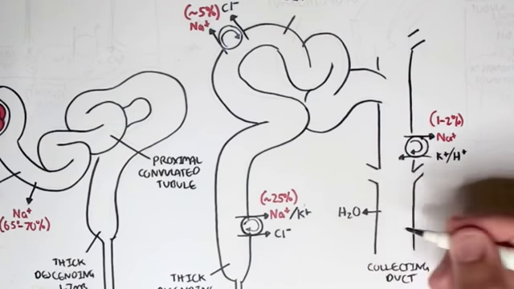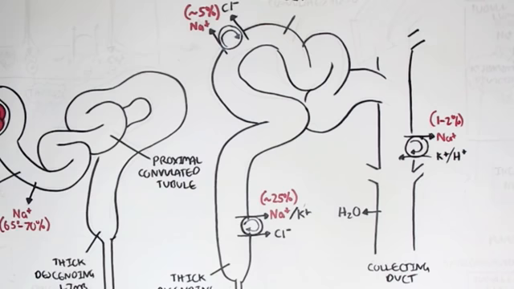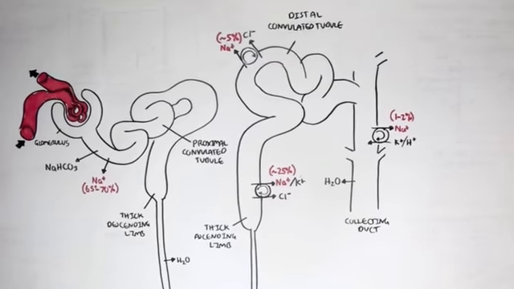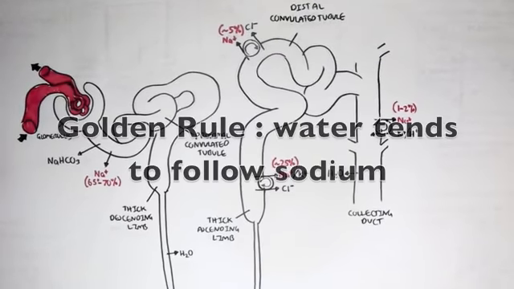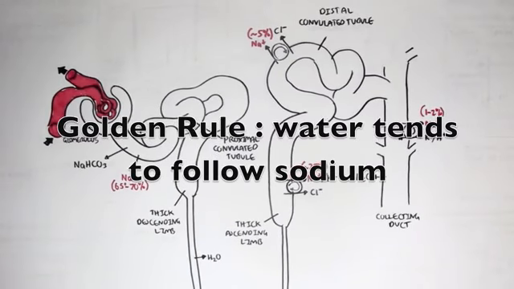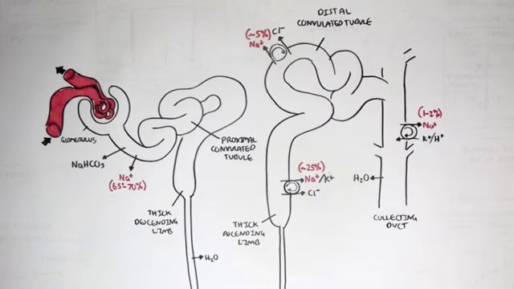Now, what is very important to realize is that wherever along this tubule sodium is reabsorbed, this will cause water to be reabsorbed as well somewhere, because the golden rule of the kidneys is that water tends to follow sodium. And therefore, when we reabsorb water and sodium, this will increase blood pressure. Diuretics prevent the reabsorption of this sodium and water somewhere along this tubule and therefore aim to decrease blood pressure.